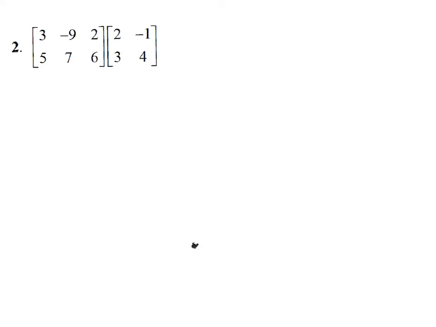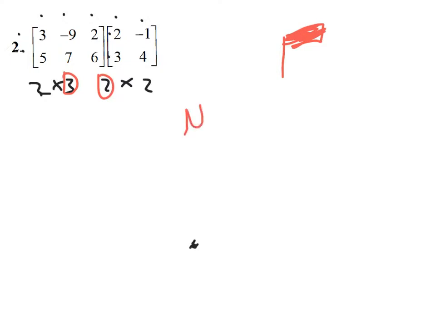All right, don't worry about this little guy, he's not there. So you have 2 rows and 3 columns times 2 rows and 2 columns. So that's a 2 by 3 times a 2 by 2. Hopefully there's a red flag going up and it says, hey, wait a minute, this guy and this guy, they're not the same. So no, can't do it.